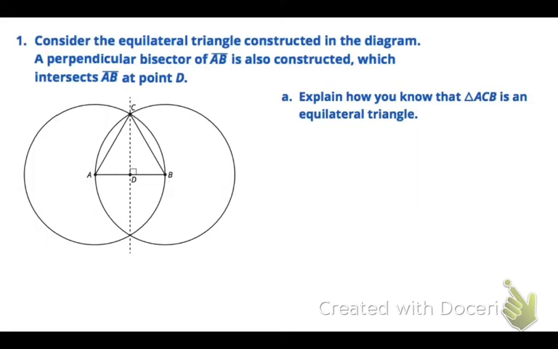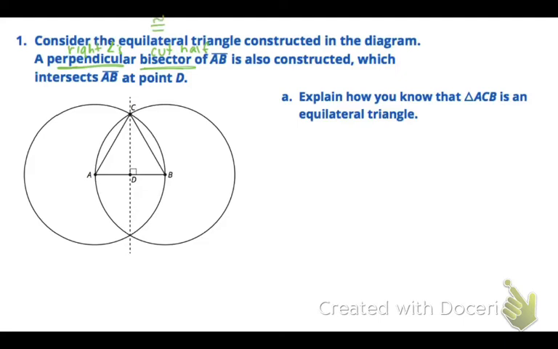So now let's go ahead and take a look at number 1. They're telling you that this is an equilateral triangle constructed in the diagram. A perpendicular bisector of AB is also constructed, which intersected AB at point D. Remember, perpendicular means you have right angles. Bisector means cutting in half. And over here, equilateral means that it's all congruent.